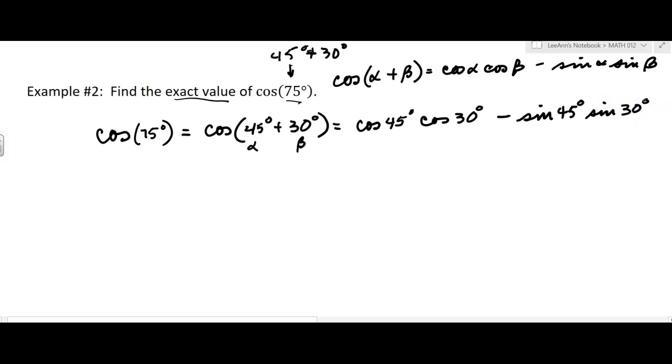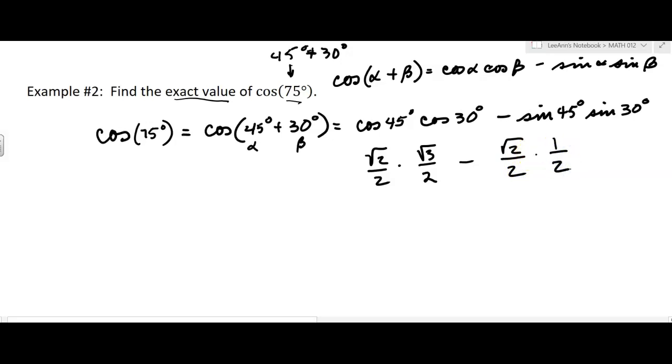Okay, what's the cosine of 45 degrees? First quadrant, square root of 2 over 2. What's the cosine of 30 degrees? Square root 3 over 2. We did that one on the last one. Minus, okay, still in first quadrant here, square root 2 over 2 for the sine of 45 degrees, and the sine of 30 degrees was 1/2.